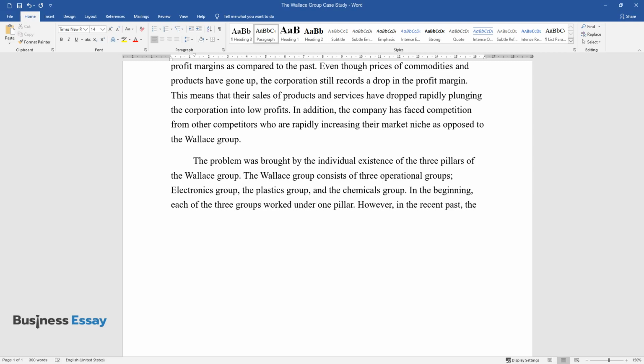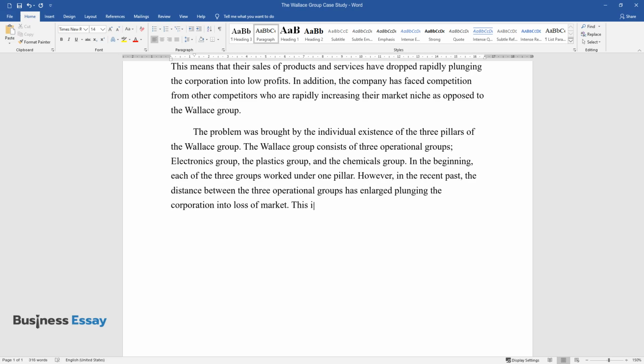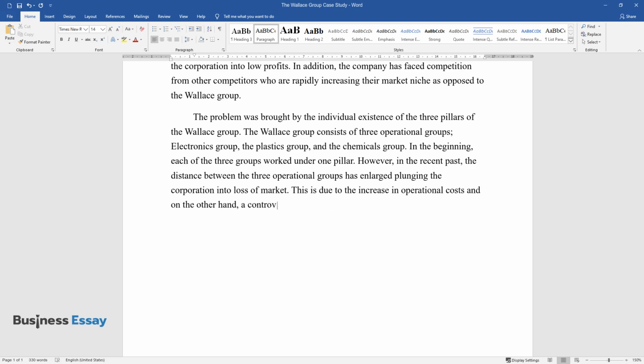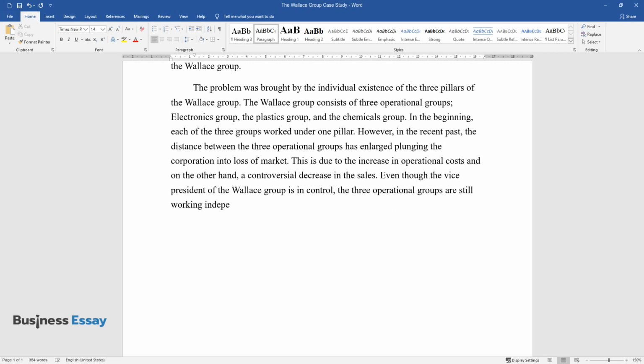However, in the recent past, the distance between the three operational groups has enlarged, plunging the corporation into loss of market. This is due to the increase in operational costs and, on the other hand, a controversial decrease in the sales. Even though the vice president of the Wallace Group is in control, the three operational groups are still working independently, which is reducing the advantages of teamwork.